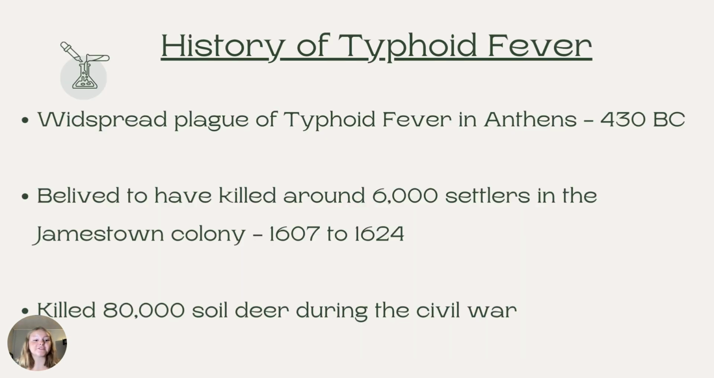So, the history of typhoid fever. It is a widespread plague from typhoid fever in Athens. Actually, I think it was Alexander the Great. He was an ancient Greek king. He died from that, actually. It is believed to have killed around 6,000 settlers in Jamestown. That was from 1607 to 1624. And if you think about it, it makes sense.